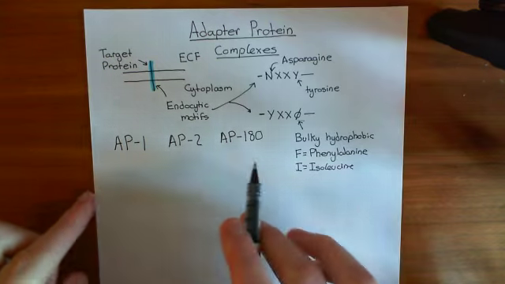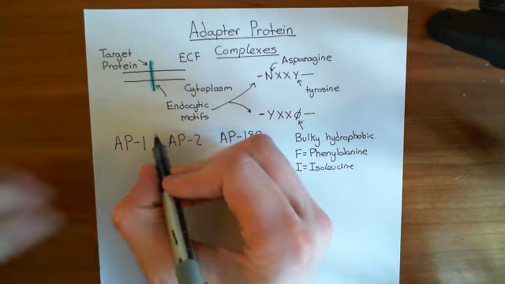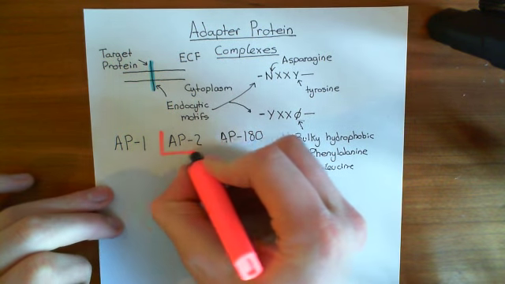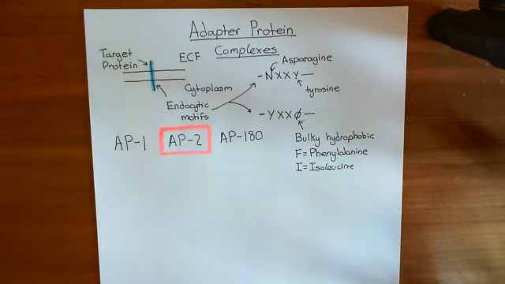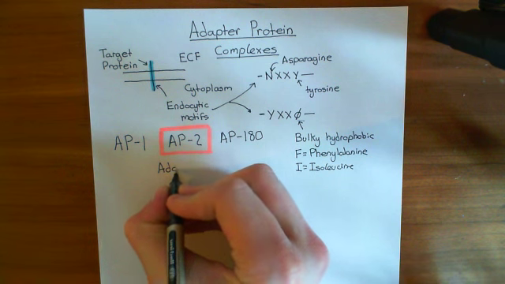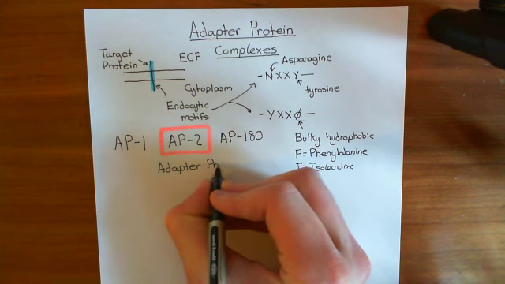Now, they all act at slightly different membranes. The one which is important at the plasma membrane is this adaptor protein complex 2. That's the one we're going to study, because we are looking at endocytosis that is occurring at the plasma membrane of our neuron, for instance. Okay, so let's study adaptor protein complex 2, often denoted just as AP2.